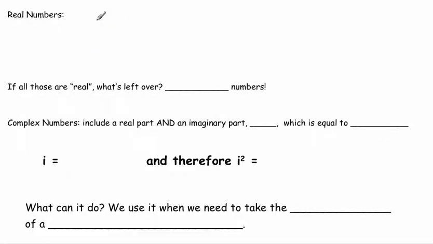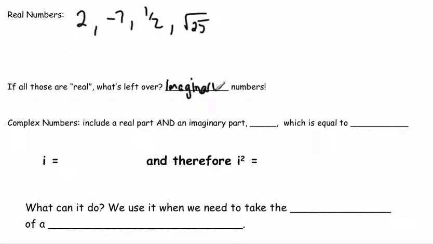Examples of real numbers are like, let's say 2, -7, 1/2, square root of 25. All these numbers are real numbers. So if all those are real, what's left over? Well, you have imaginary numbers. So when we deal with imaginary numbers, that's when we get into the idea of complex numbers.